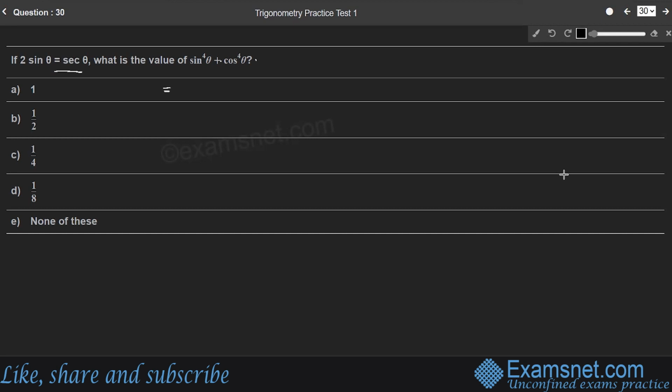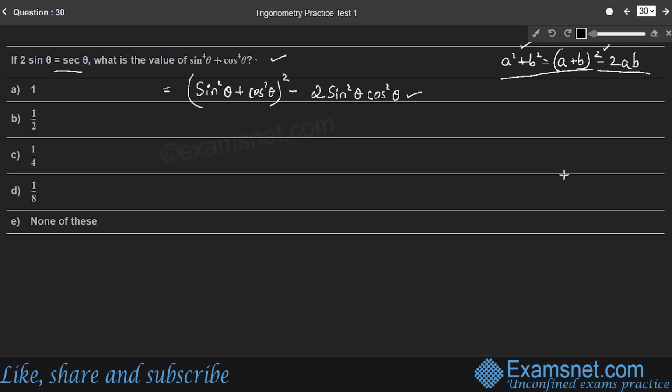So it can be written as (sine square theta plus cos square theta) the whole square, minus 2 sine square theta into cos square theta. Since a square plus b square is equal to (a plus b) the whole square minus 2ab, right? So the given expression can be written like this. Because here (a plus b) whole square formula we all know, right? Which is equal to a square plus b square plus 2ab. Just we have rearranged these terms, right? So the given expression is in the form of a square plus b square.